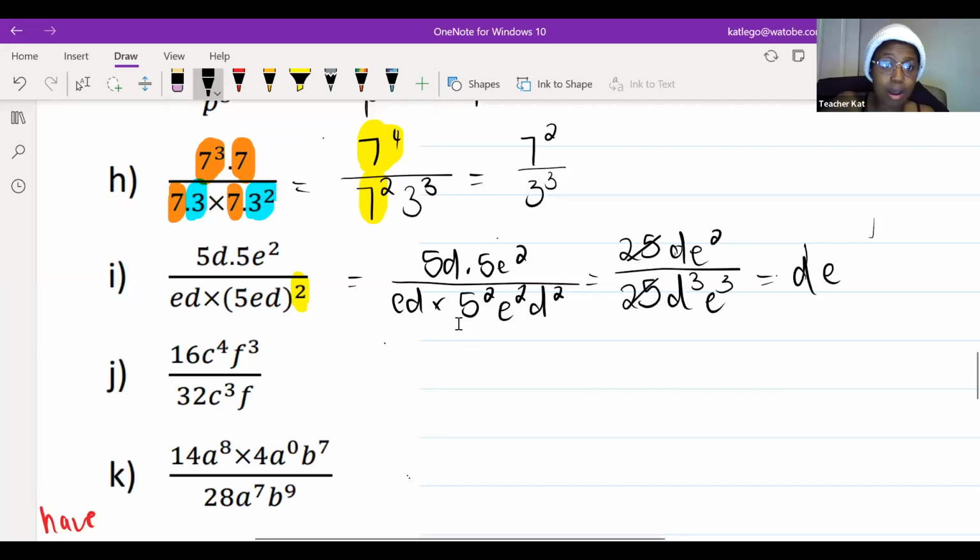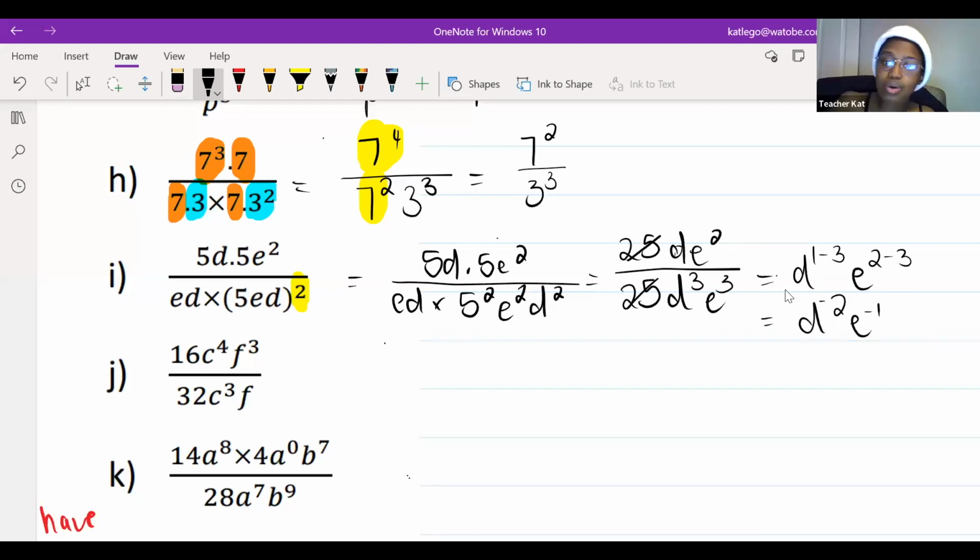D to the power of? Is it 2? Remember, it's always the numerator minus the denominator. So it's going to be the one at the top, which is 1, minus the one at the bottom, which is 3. Same with e, 2 minus 3. So that's going to give us what? There it goes, negative. E is going to be -1 and D is going to be -2.